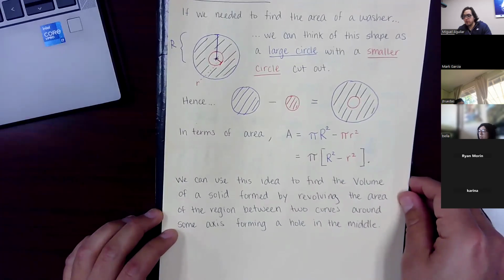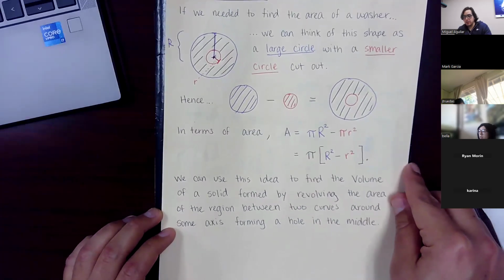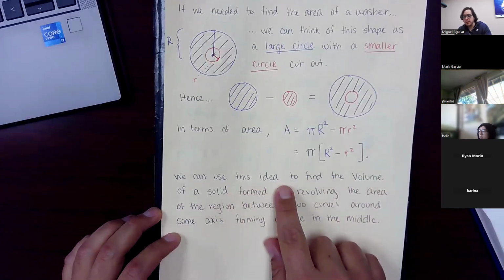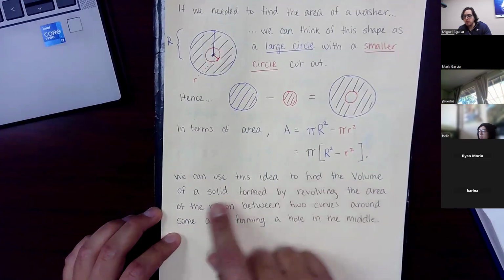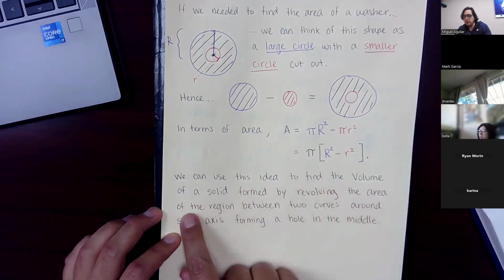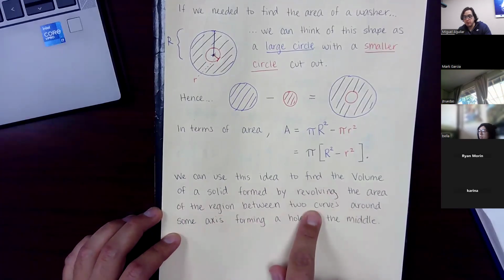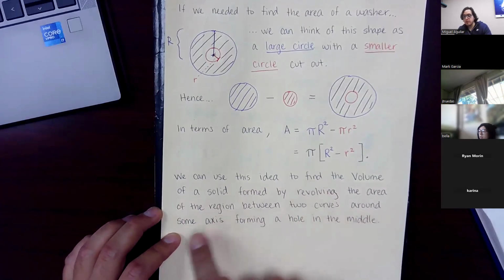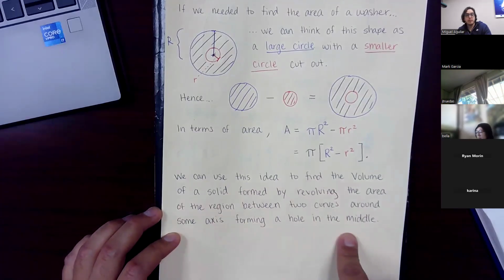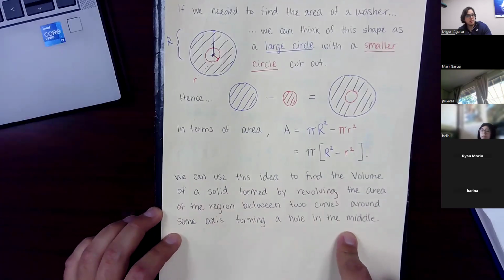So we're not working in two dimensions here, right? We're talking about volume. We can use this idea as a simplified analogy to find the volume of a solid formed by revolving the area of a region between two curves, two functions, around some axis, where there's a hole formed in the middle. That's where we're going in this next example.